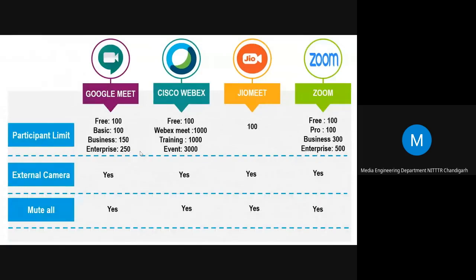Then next, the participant limit. If you are using the free version of Google Meet, then it's 100 in a free version. Basic version में भी आपको 100 ही मिलती है. Business में 150 and maximum is in enterprise version 250. But in case of WebEx and Zoom, the participant limit जो है वो आपकी 3000 तक भी है.